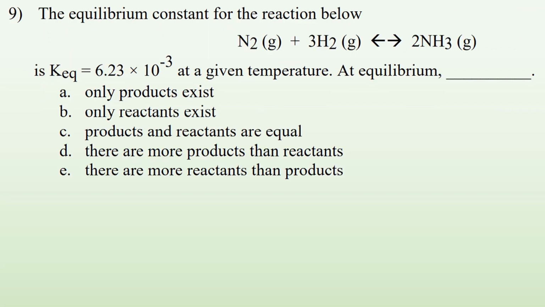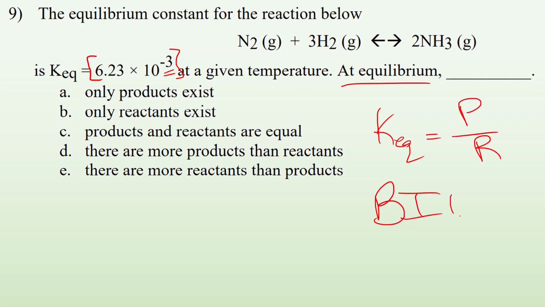All right, number 9, the equilibrium constant for the reaction below, here it is, Keq equals this number at a given temperature. At equilibrium, okay, so they're asking us to take a look at the value for this number, and it tells us that it's 10 to the minus 3. So we know in general, the Keq has the products over the reactants. So if it's really big, that tells us we got a lot of product, and if it's really small, that's telling us, hey, we have a lot of reactants. So this 10 to the minus 3 is a small number.